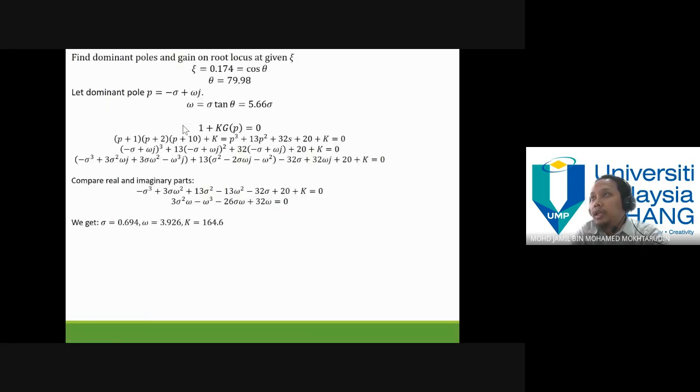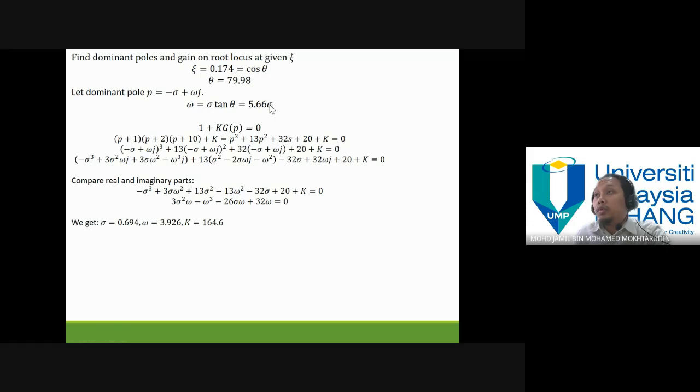So firstly, we find the angle of that line. Damping ratio equals 0.174 equals cos theta. So theta equals 79.98 degrees. And then let the pole at that point, at that line, equal P equals negative sigma plus omega j. So omega equals sigma tangent theta, okay? Going back to the formula, using this theta, we get 5.66 sigma.